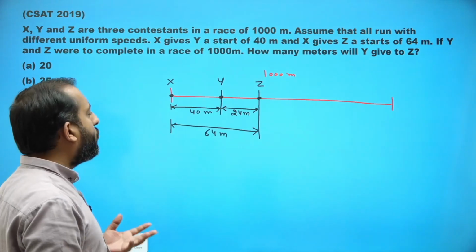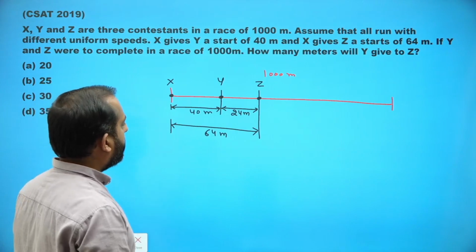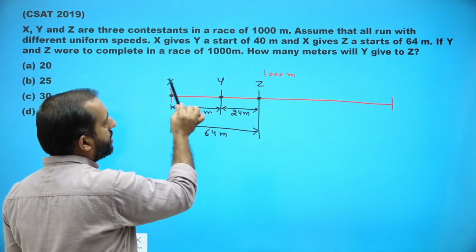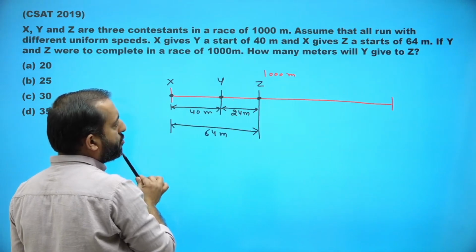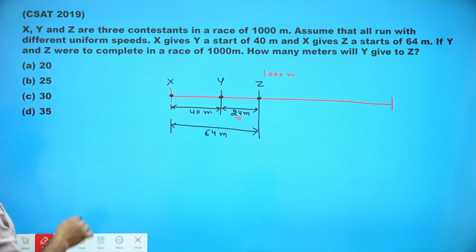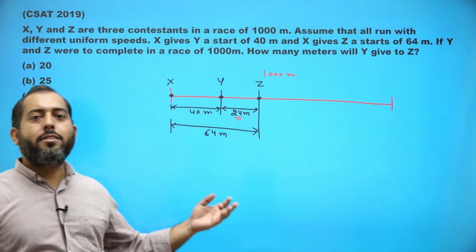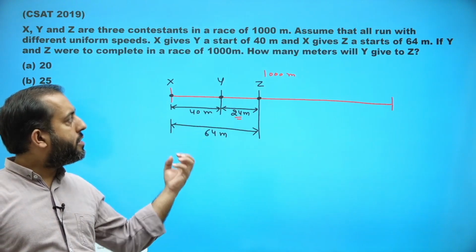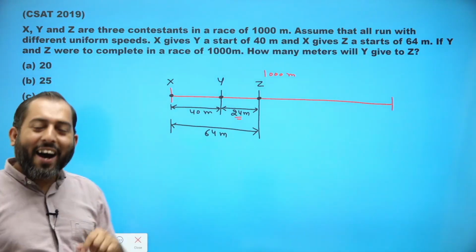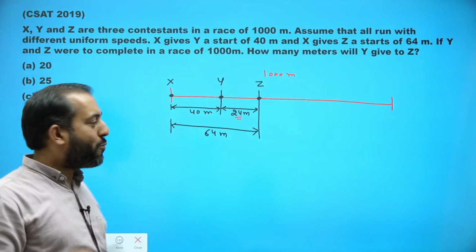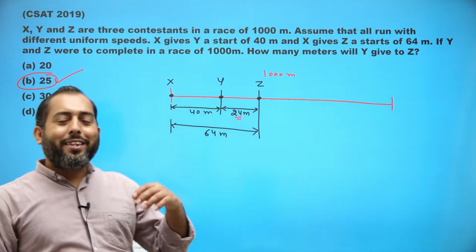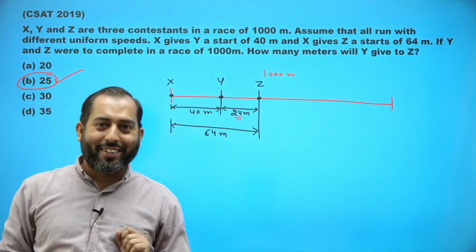Generally, what do students do over here? They say X can give 40 meter to Y and X can give 64 meter to Z. So the difference between 64 and 40 is 24 meter, and hence 24 meter should be the right answer. But 24 is not present in the options. Sir, 25 is near to 24, hence 25 should be the right answer. This answer is right, but the logic is not.